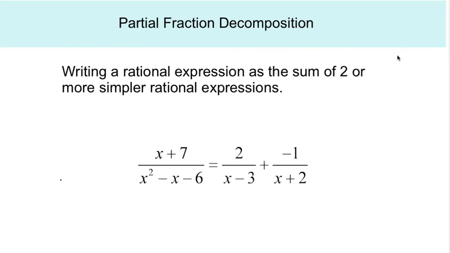Today I'm going to tell you about partial fraction decomposition. When you decompose into partial fractions, you are taking a rational expression and writing it as the sum of two or more simple rational expressions. So in this case, (x + 7)/(x² − x − 6) is equal to 2/(x − 3) + (−1)/(x + 2). And there's a nice procedure that will allow us to do this.